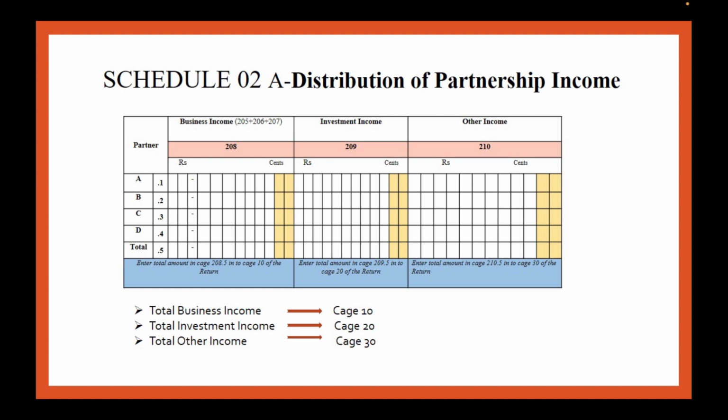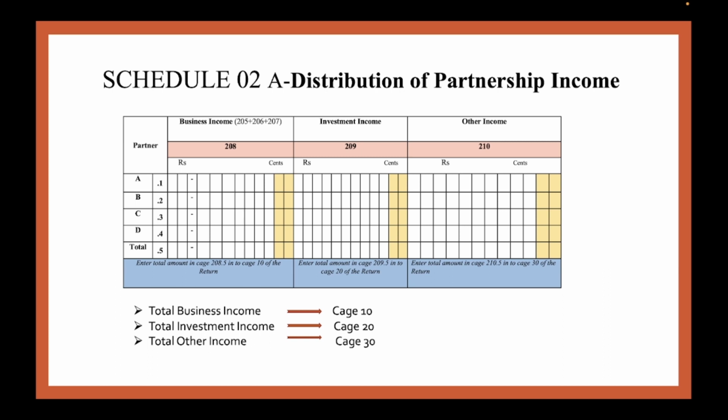Then we'll come into the investment income. Just as you have done with the business income, you have to consider the total investment income or the loss of the partnership here too. Then allocate the total investment income or the loss between the partners using the column 209. Get the total of the column 209 into the cage 209.5.